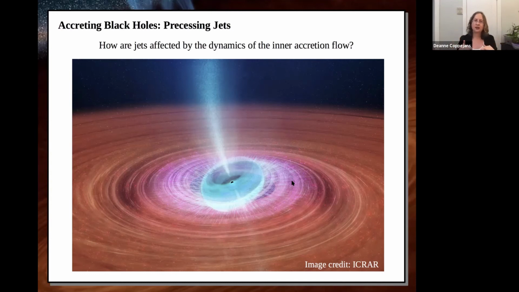In this case, because you've got a rapidly spinning massive black hole, general relativistic effects come into play, and you get frame dragging, or Lense-Thirring precession, of the inner accretion disk, and that actually makes a warping of the inner accretion disk, as you can see in this diagram here. So what happens with the jet in these circumstances?